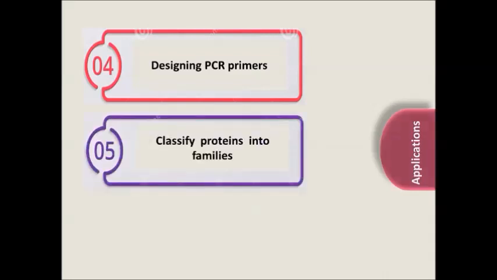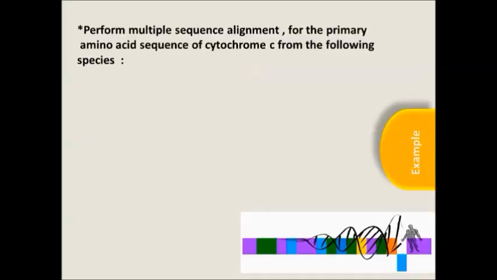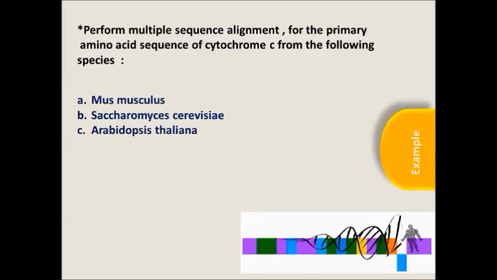Finally, we can use it to classify proteins into families. Multiple sequence alignment can help you to decide whether your protein is a member of a known protein family or not. Now let's take an example. We will perform multiple sequence alignment for the primary amino acid sequence of cytochrome C from the following species: Mus musculus, Saccharomyces cerevisiae, Arabidopsis thaliana, Drosophila melanogaster, and Homo sapiens.